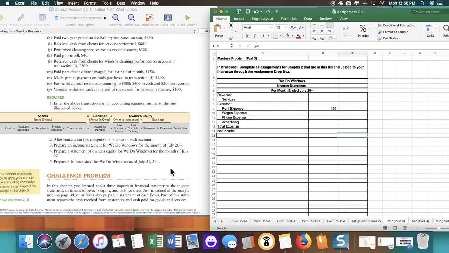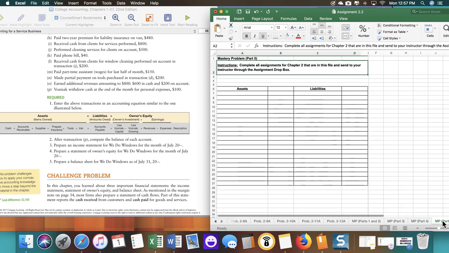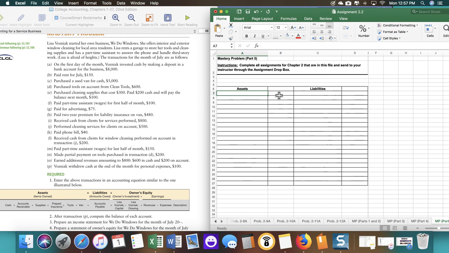Part 4 is you have to complete a statement of owner's equity. Again, we've done that on problem 2-6. And then the last one is a balance sheet. And this is where you're going to list all of your assets. So our first asset is always going to be cash. We purchased a van, so that is an asset. We purchased tools, so that's an asset. Cleaning supplies, and anything else that you can see.